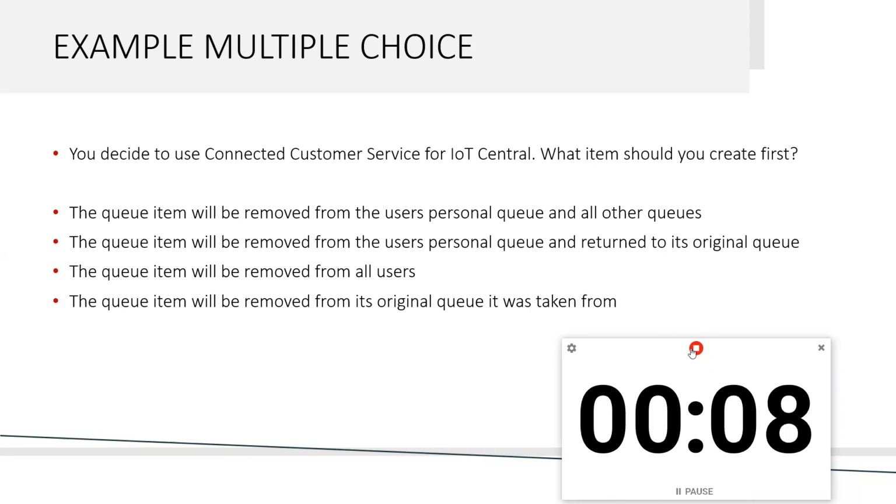Okay, sorry, the question is wrong here. In this question, it's asking about what happens if a specific agent picks up a case from a list and then releases the case. So what is going to happen? Let's get your answers accordingly now.